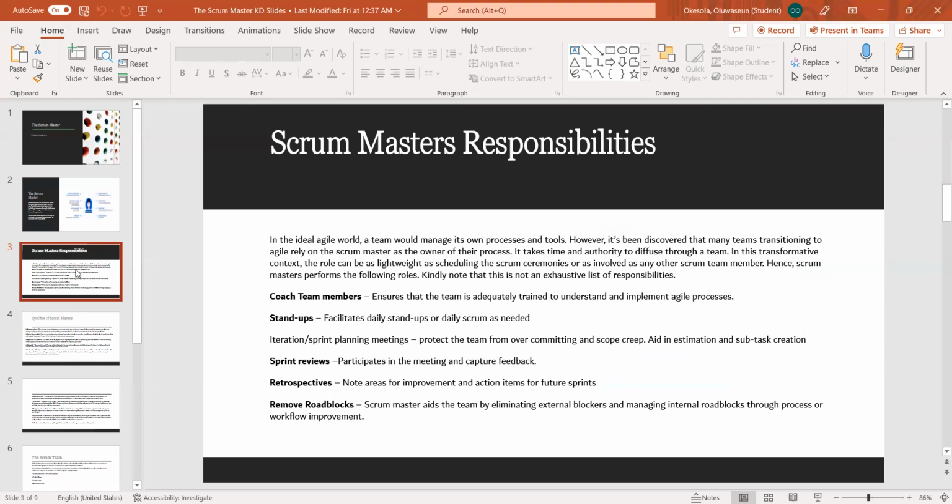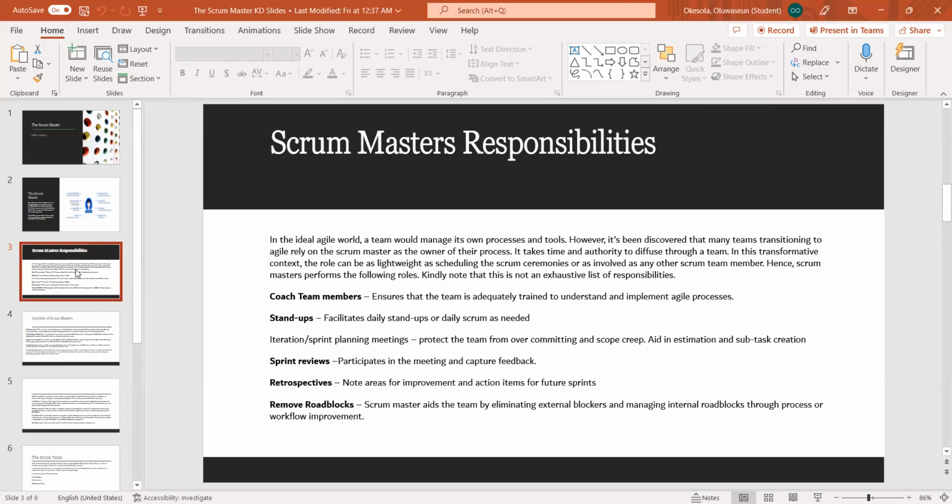So in the ideal agile world, a team would manage its own processes and tools. However, it's been discovered that many teams transitioning to agile rely on the Scrum Master as the owner of their processes. It takes time and authority to diffuse through the team. In this transformative context, the role can be as lightweight as scheduling the Scrum ceremonies or as involved as any other Scrum team member. Hence, the Scrum Master performs the following roles. Kindly note that this is not an exhaustive list of responsibilities.